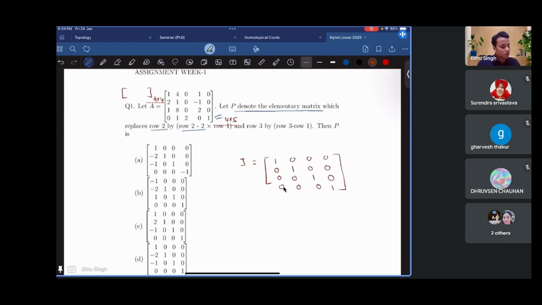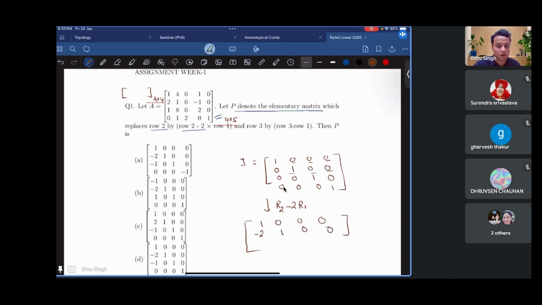So what are we doing? First, R2 is replaced by R2 minus 2 times R1. So the first row is unchanged, 1 0 0 0, and the second row is R2 minus 2 times R1. So 0 minus 2 will be minus 2. After that everything is 0. So multiplying by 2 will give 0, and just subtract from 1 0 0 0. So it will become 1 0 0 again.